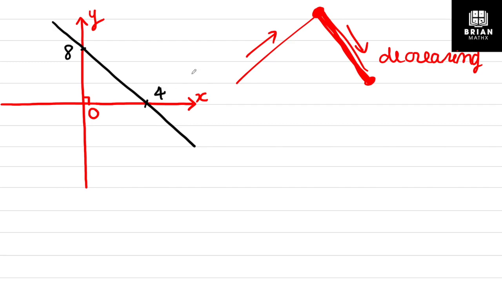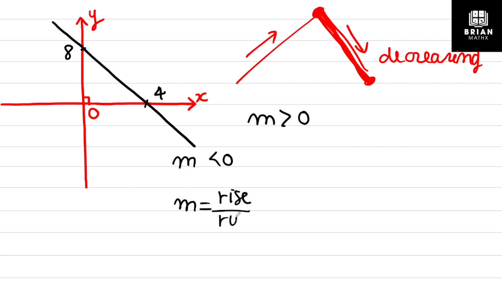So what is the difference between the increasing line and the decreasing line? For the increasing line, the value of m has to be greater than 0. But for the decreasing line, m has to be a negative number. And how about the formula for m? The formula for m will be the same: rise over run.